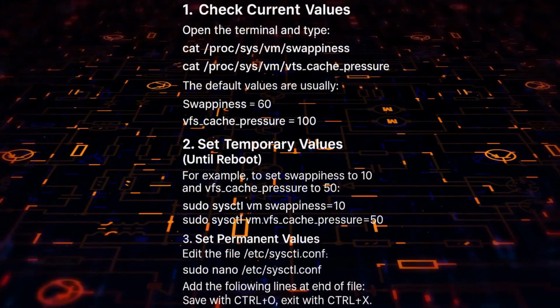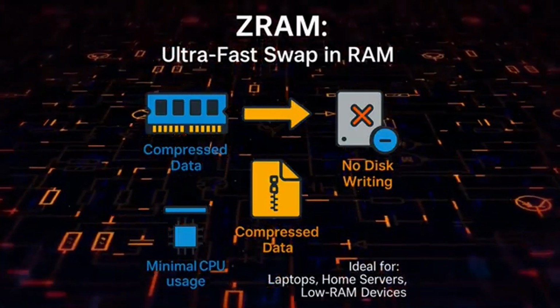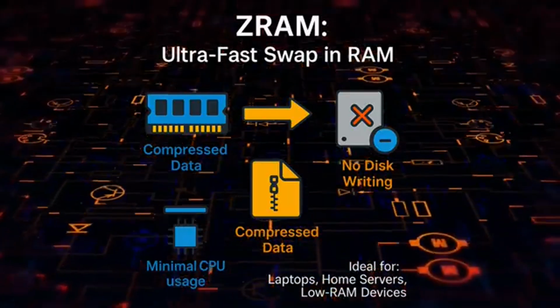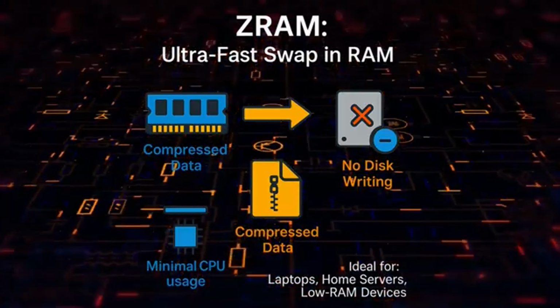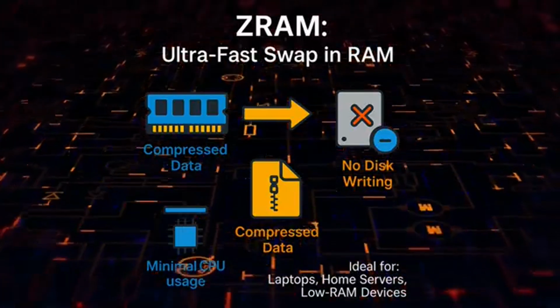And if you want even more, you can use ZRAM, a compressed block of RAM that acts like ultra-fast swap. It's ideal for laptops, home servers, and low RAM devices. With ZRAM, there's no writing to disk. Compressed data stays in RAM. Faster, less SSD wear. ZRAM uses a bit of CPU, but nothing dramatic.